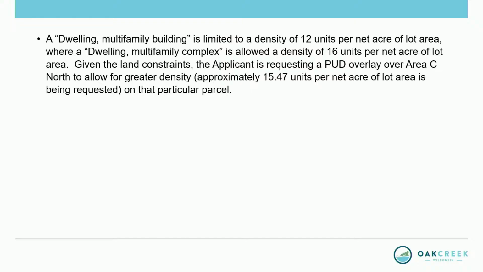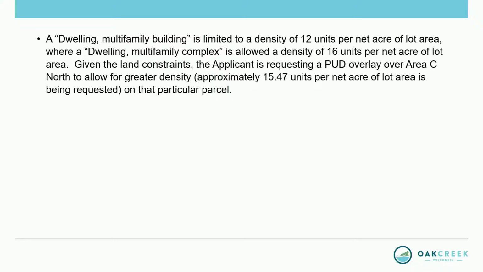So we have definitions in our zoning code for dwelling multifamily building and dwelling complex. You may recall that the multifamily building allows a density only up to 12 units per acre, whereas the multifamily complex allows a density of up to 16 units per acre.